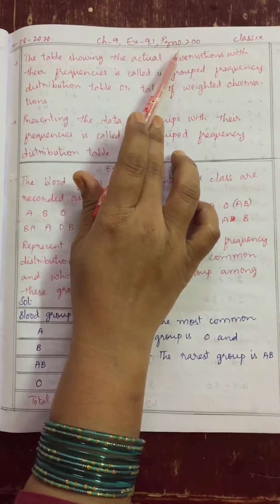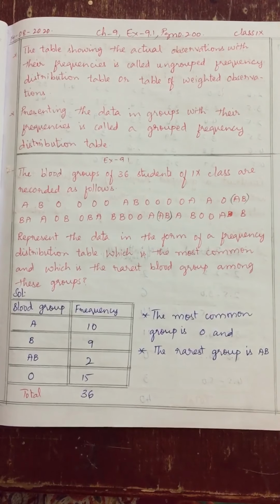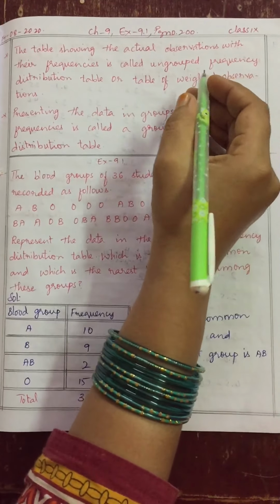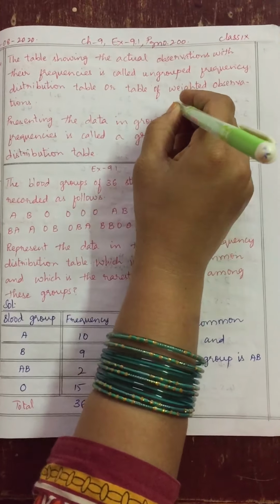In the previous class we discussed raw data, like individual observations. Suppose marks of 10 students are 35, 40, 45, 50, like that. So we arrange them according to frequency. Suppose 35 marks 2 students got, 40 marks 1 student got, 45 marks 5 students got. Along with the data, if we give the number of students who got those marks, that is nothing but frequencies. This is called an ungrouped frequency distribution table, or table of weighted observation.